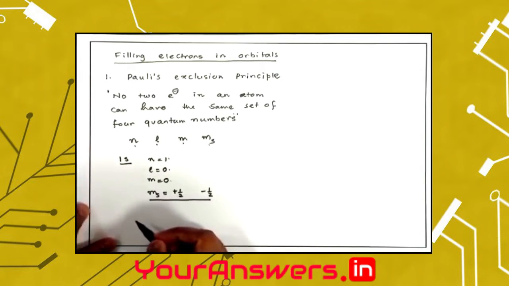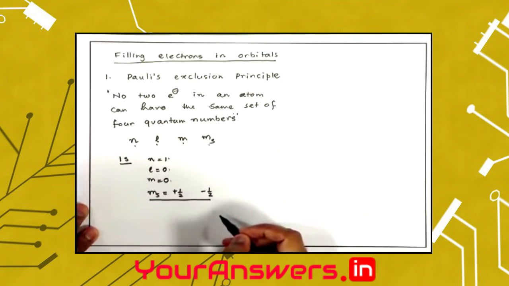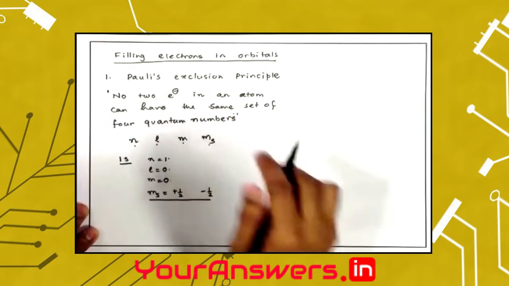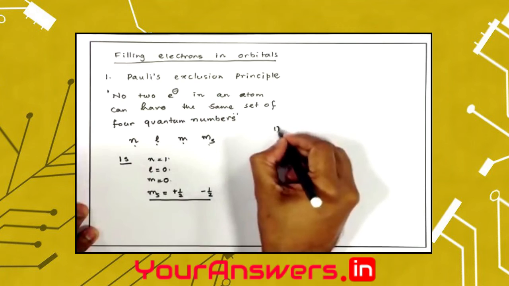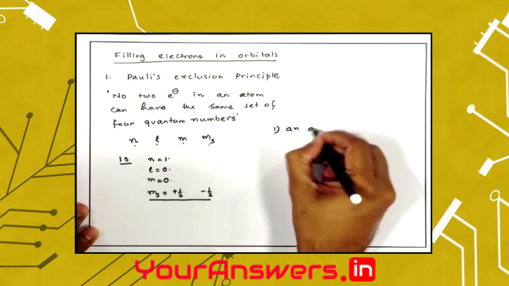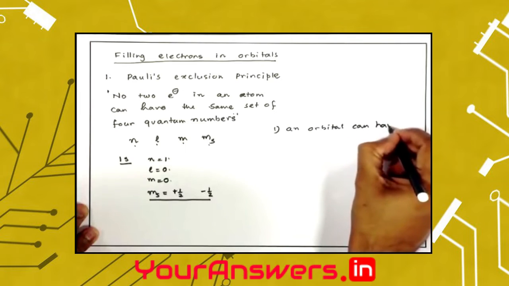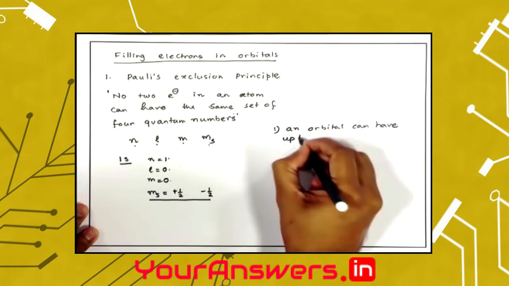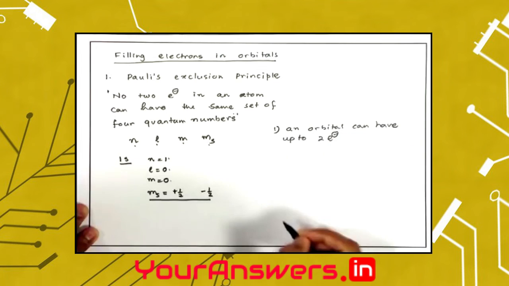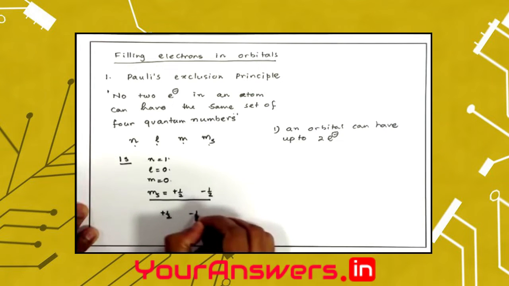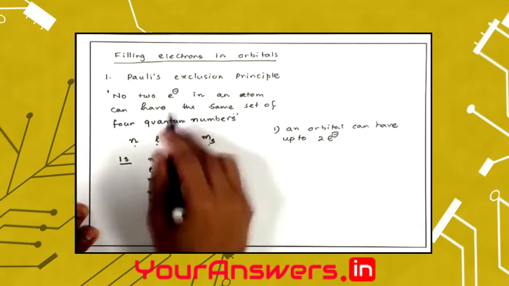And therefore, the consequence of Pauli's exclusion principle is that an orbital can have a maximum of 2 electrons, not more than 2 electrons. Why? Because if I already have 2 electrons, one of them will have plus half spin, the other will have minus half spin, because they cannot have the same set.